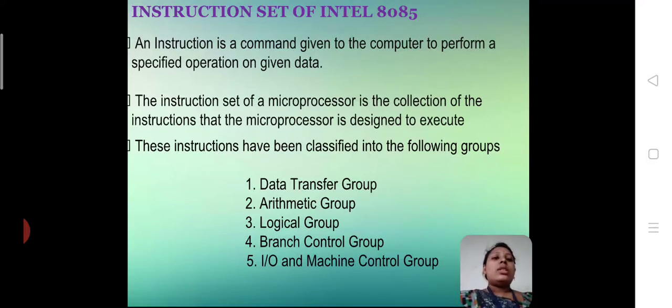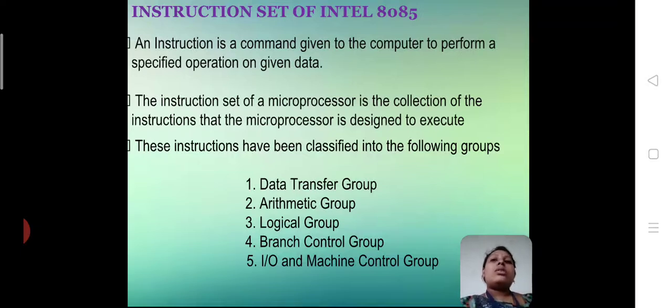In general terms, an instruction is nothing but detailed information about something that should be done or operated. In our microprocessors, an instruction is a command given to the computer to perform a specific operation on given data. So, what is the instruction set? The instruction set of a microprocessor is the collection of instructions that the microprocessor is designed to execute.